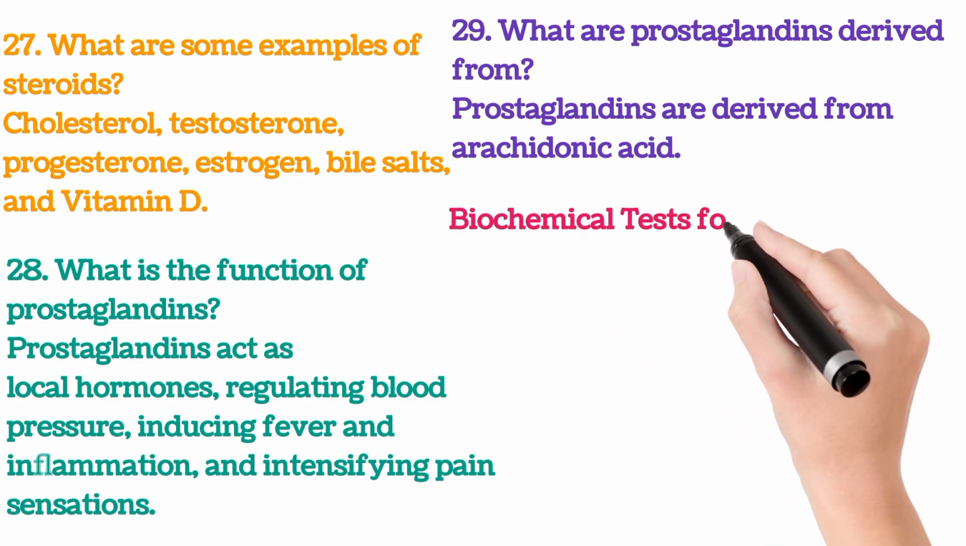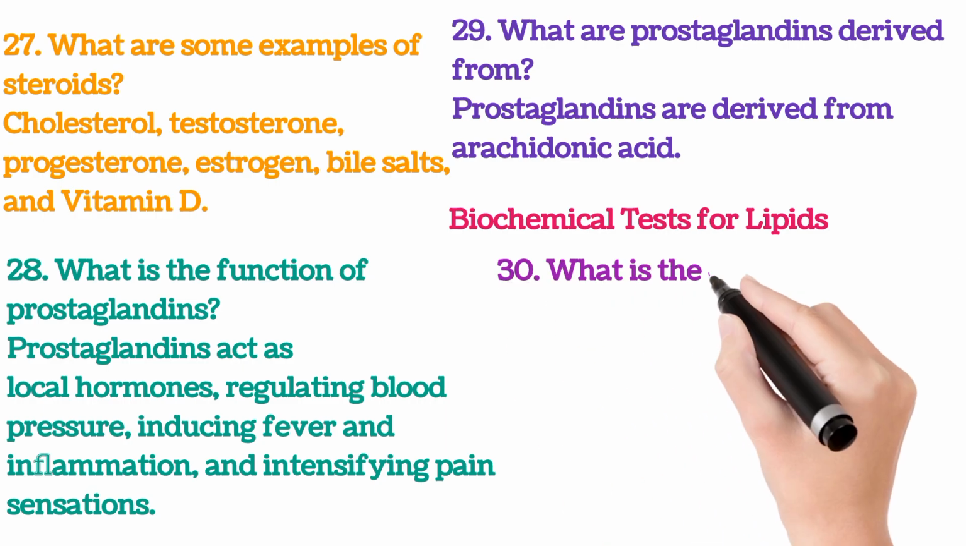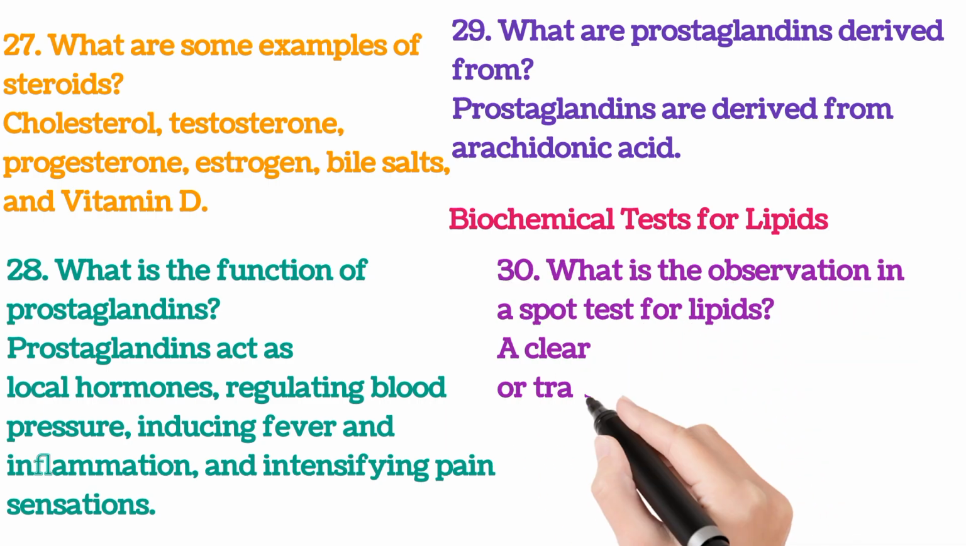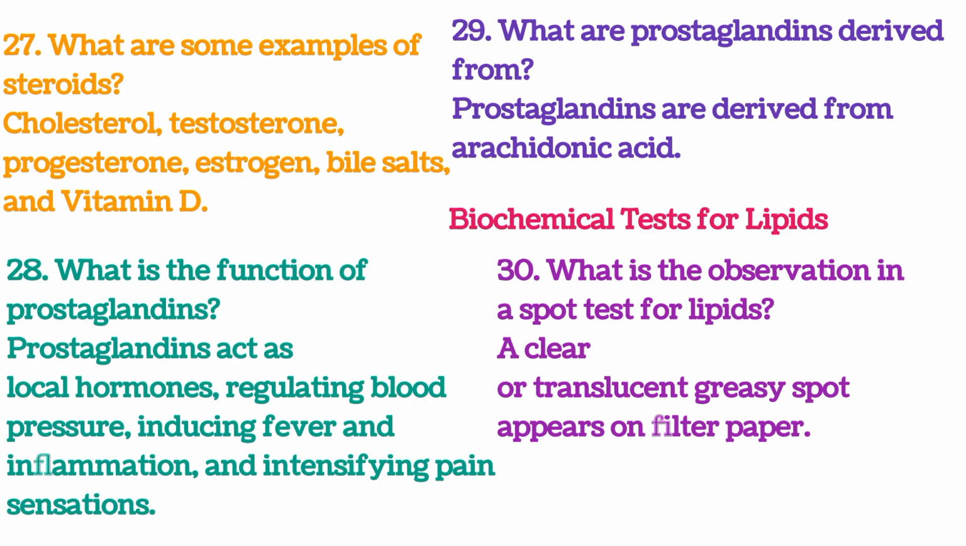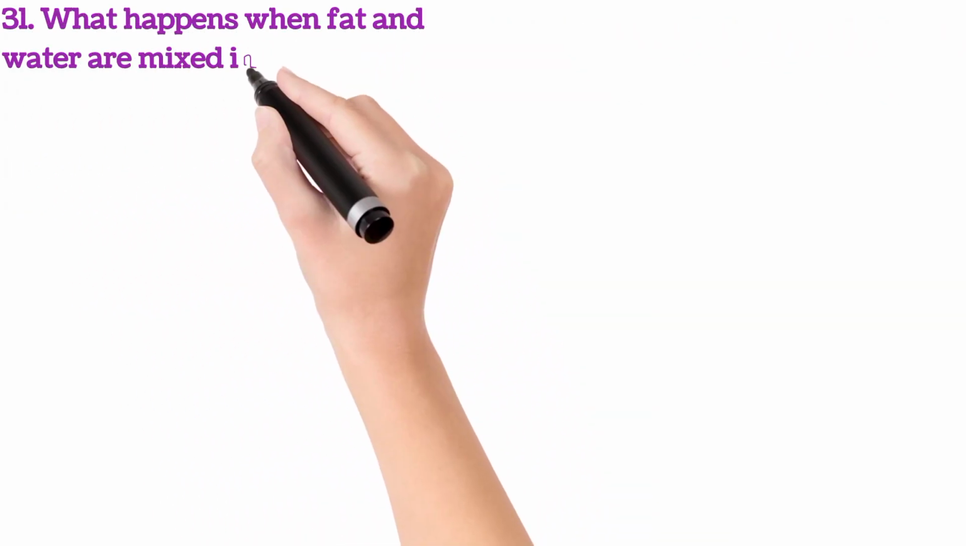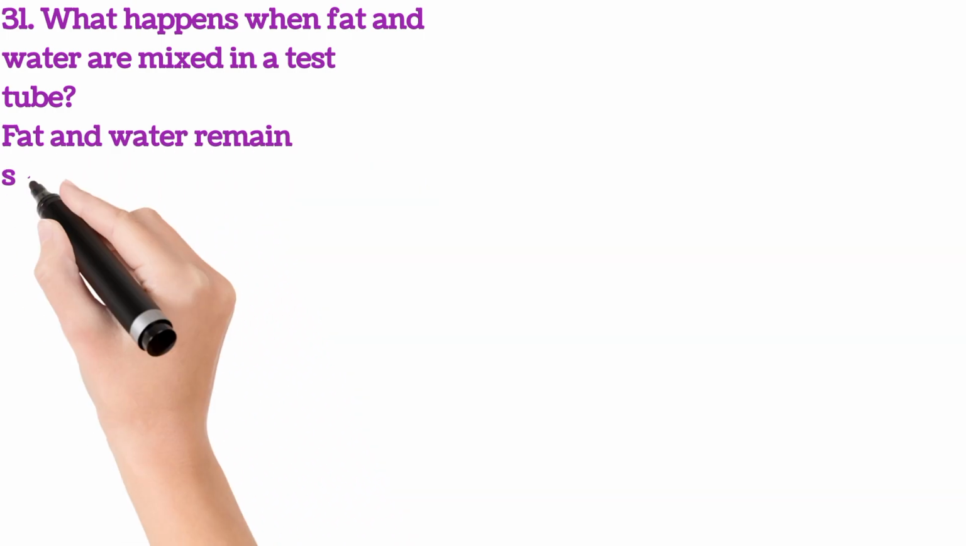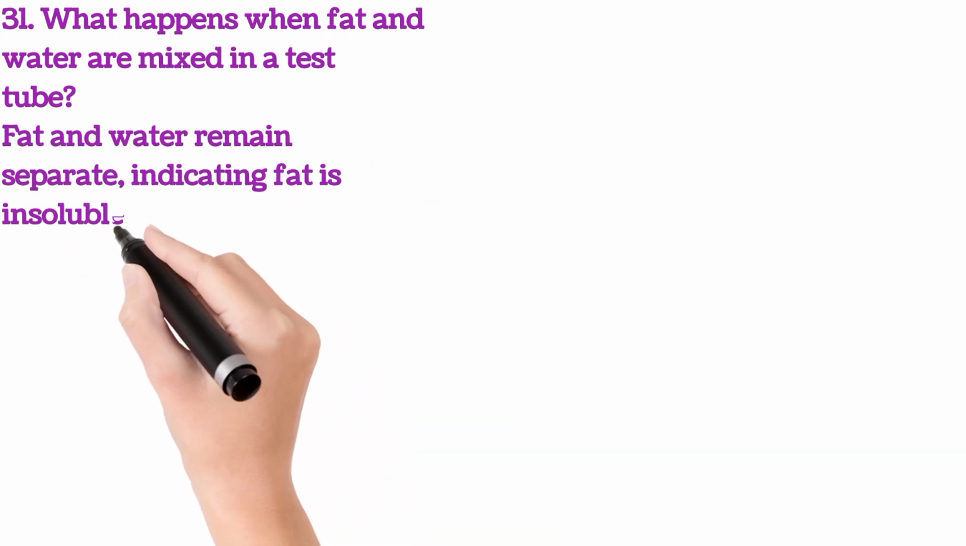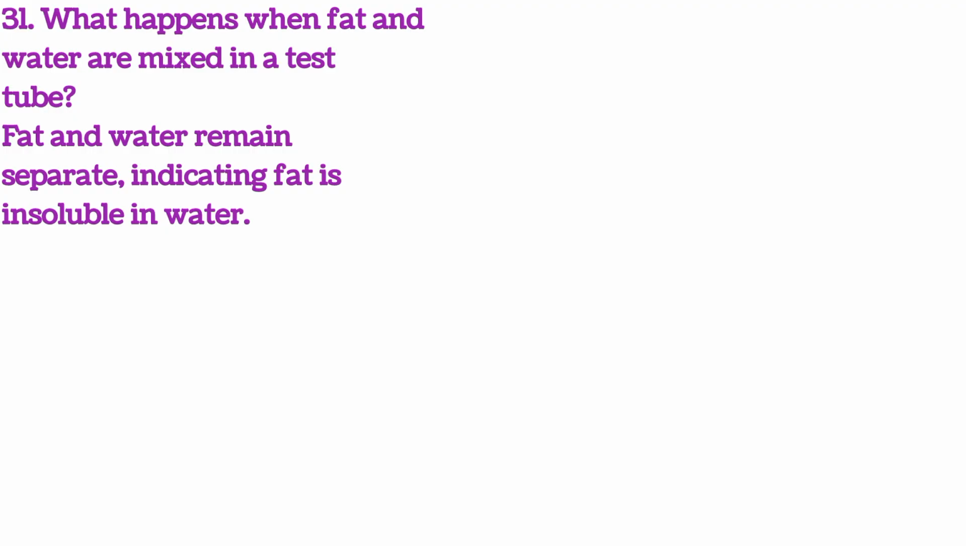Biochemical tests for lipids. 30. What is the observation in a spot test for lipids? A clear or translucent greasy spot appears on filter paper. 31. What happens when fat and water are mixed in a test tube? Fat and water remain separate, indicating fat is insoluble in water.